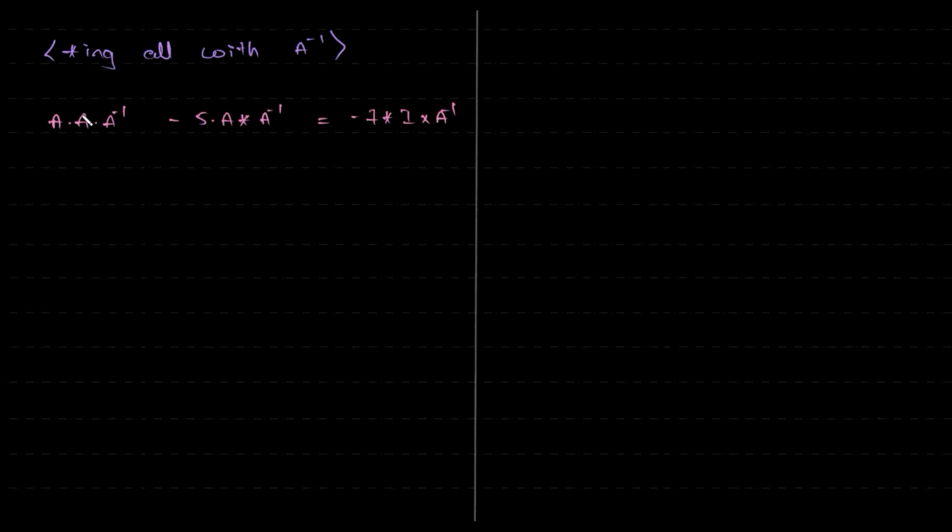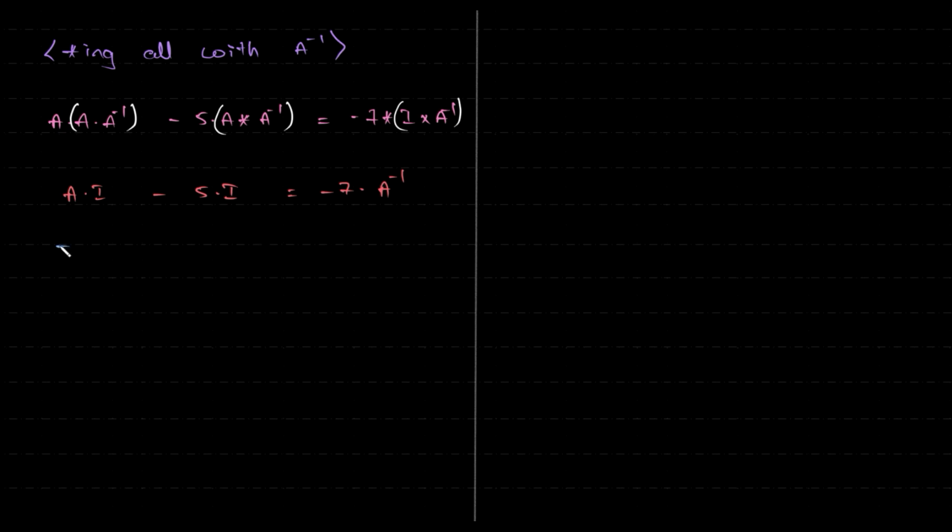Now if I happen to combine these two matrices, I'll end up with A into I minus 5 into I is equal to minus 7 into A inverse. Okay, simplify this and then divide with minus 1 by 7. That would be your answer.